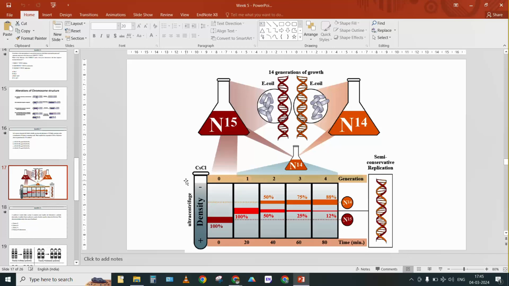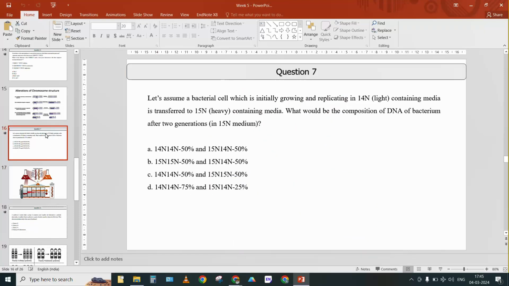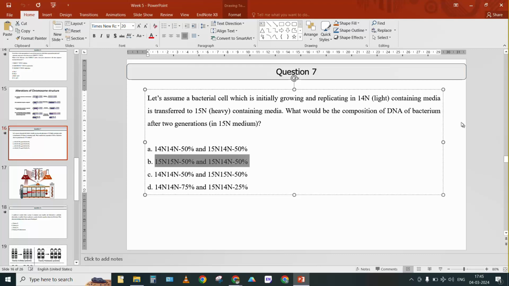Concluding this, coming back to the question, according to the theories, principles and basic concepts, we look into the question. The composition is 50% 15N and 50% 14N, so option B would be the composition of DNA of the bacterium after two generations in 15N medium. So option B is the correct answer for question 7.